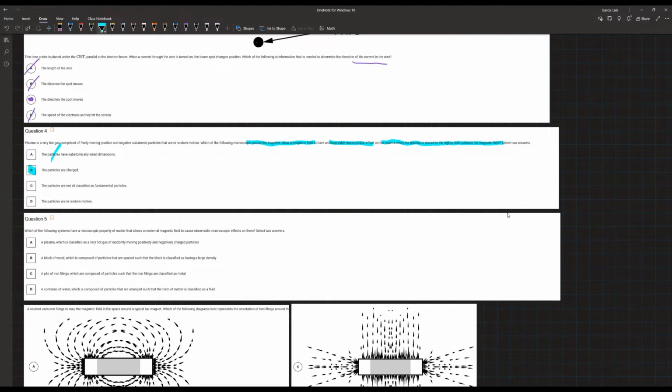C, the particles are not all classified as fundamental particles. No, that has nothing to do with it. If anything, all fundamental particles, except the neutron basically, are susceptible, and even the neutron can experience magnetic effects, but we're not going to worry about that. And so the other one is that the particles are in random motion. If we have guys moving all over willy-nilly, and all of a sudden we notice that they're all moving in a certain direction, then that will tell us that we had a magnetic field that caused this alignment.